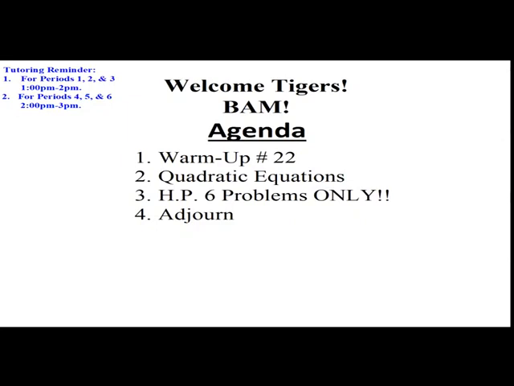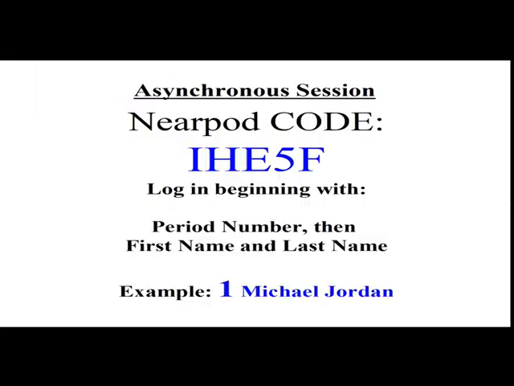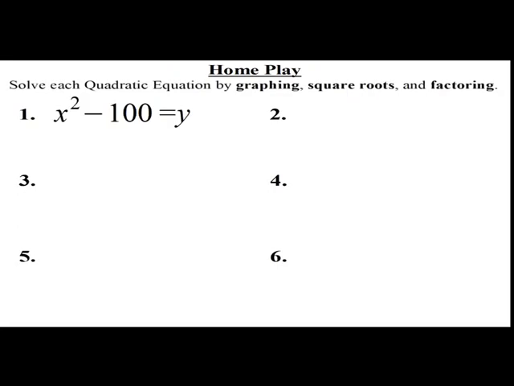Our agenda for today: warm up number 22, and we're looking at quadratic equations. We're taking a little side step from where we're at with rationals. Your home play is only 6 problems tonight. Your asynchronous code is IHE5F. Last night's home play was pages 446, 447. Make sure you turn that into Canvas. And tonight's home play, it's only 6 problems.